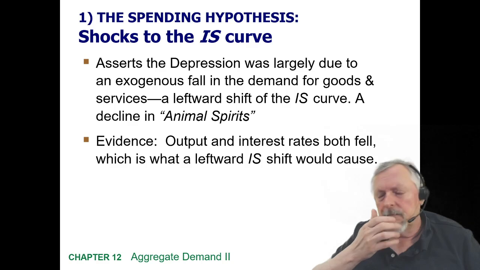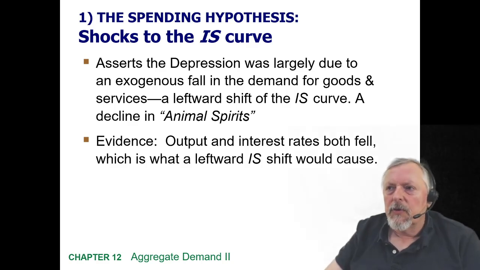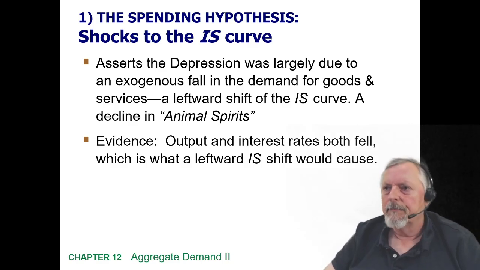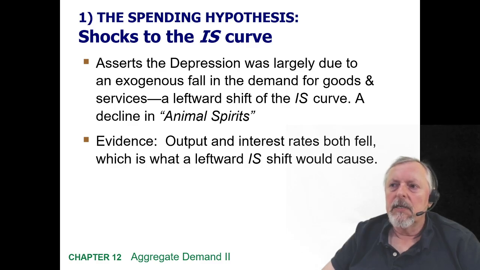So, what caused it? The first theory about what caused the Great Depression is the sort of traditional Keynesian perspective. The ISLM model teaches that a leftward shift in the IS curve reduces income and interest rates. Since nominal rates fell during the Great Depression, a negative shock to the IS curve is one possible explanation. This is frequently called the spending hypothesis.